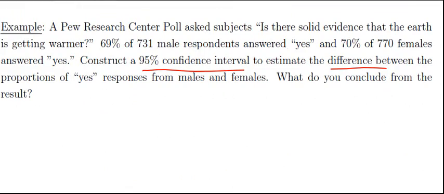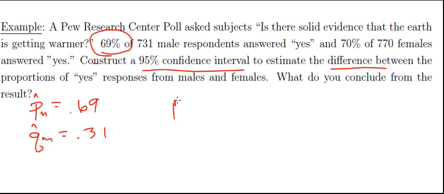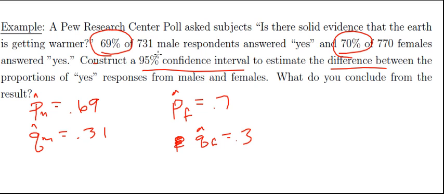Okay, so we're given this data in a little bit different format. P hat's already calculated for us. 69% of the 731 male respondents answered yes. So we're going to say p hat for the males is equal to 0.69. So there's no computation there. q hat's just going to be 1 minus that, and so 0.31. And then p hat for the females is 70%, so 0.7. And q hat then for the females is 0.3. Our sample sizes are 731 and 770. Okay, so that's all the information we need to get the confidence interval.